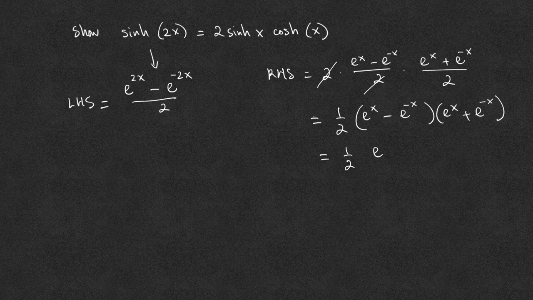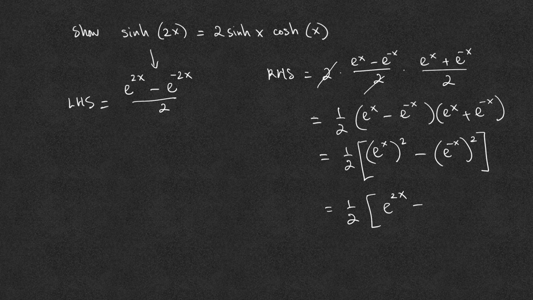to the negative 2x. Or, put it another way, we would take e to the x and we would square this, minus, and we would take e to the negative x and we would square this. But this is e to the 2x minus e to the negative 2x. But this is the left-hand side, so we are done. The left-hand side is e to the 2x minus e to the negative 2x over 2.